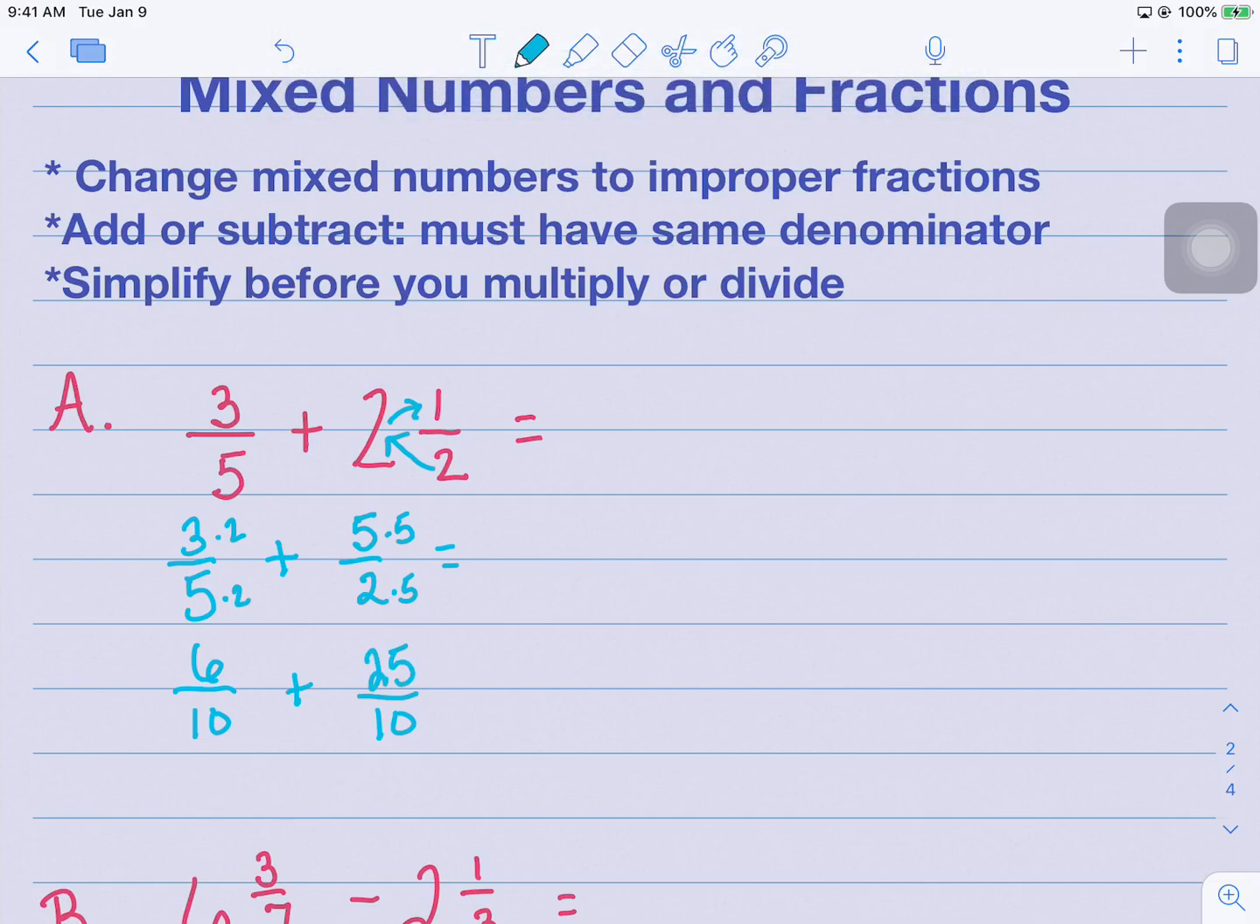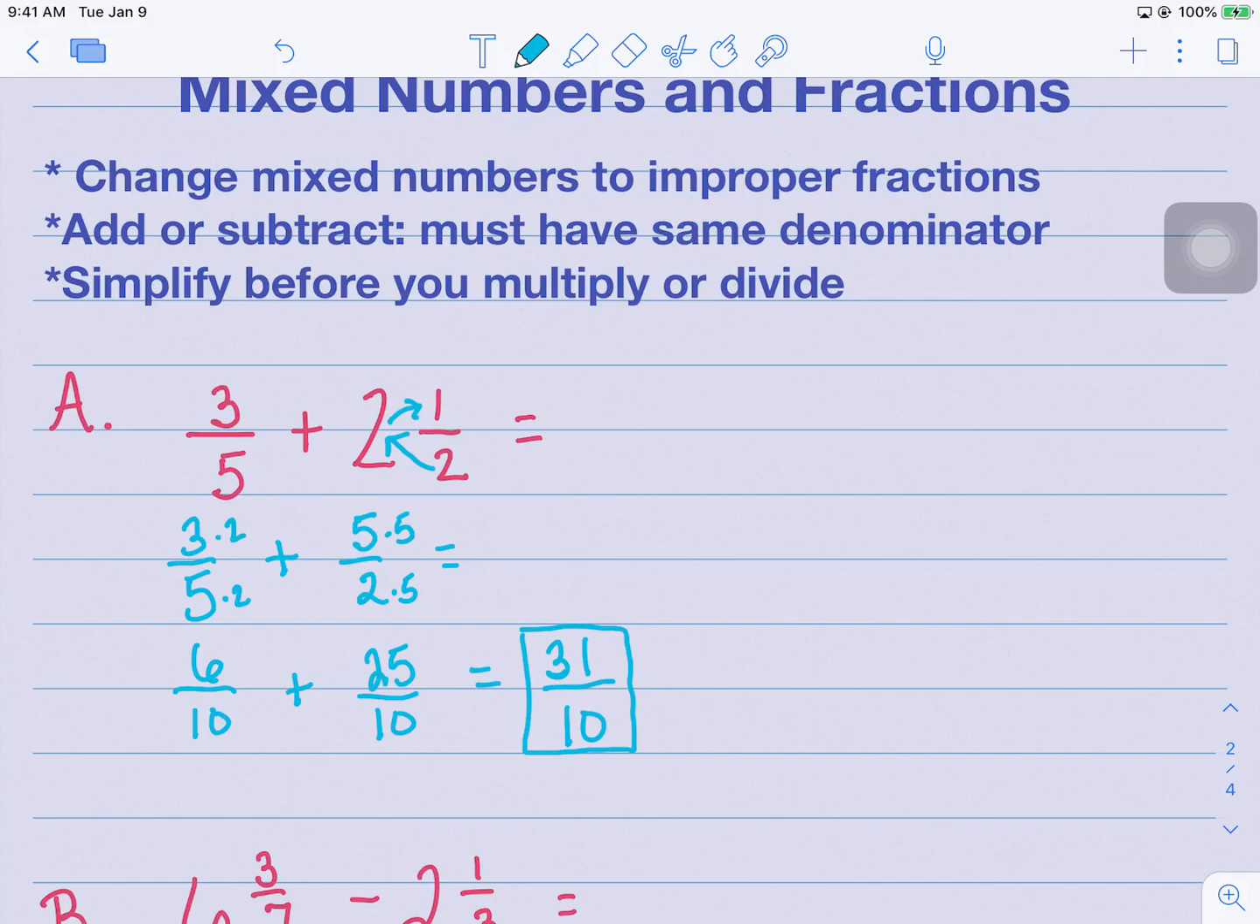Now we have them with the same denominator, like denominators, and we can now add them. When we're adding, the denominator stays, and we add across the top. So 25 plus 6 is 31. Now, we can leave this in improper form. It's nice to simplify it down if we can, but still leave it in improper form. This, however, cannot be simplified further.